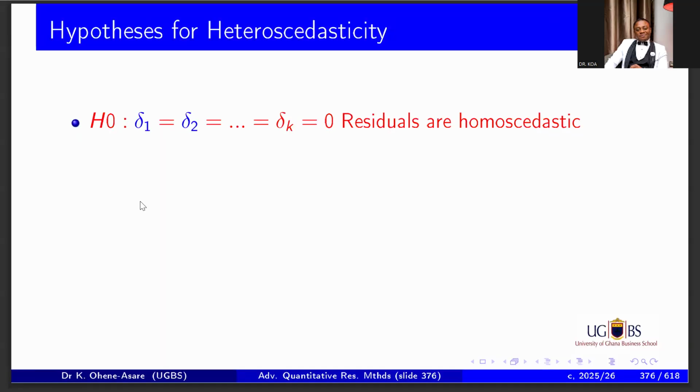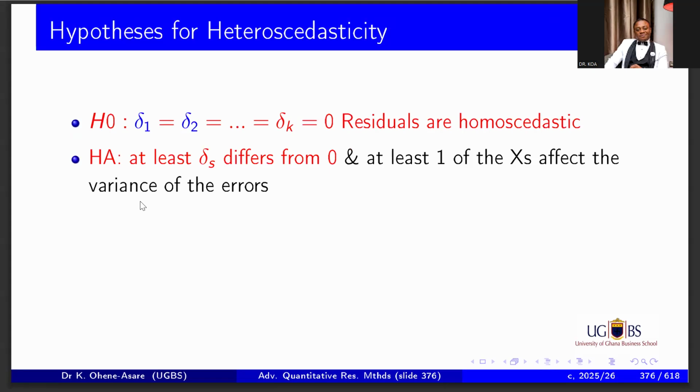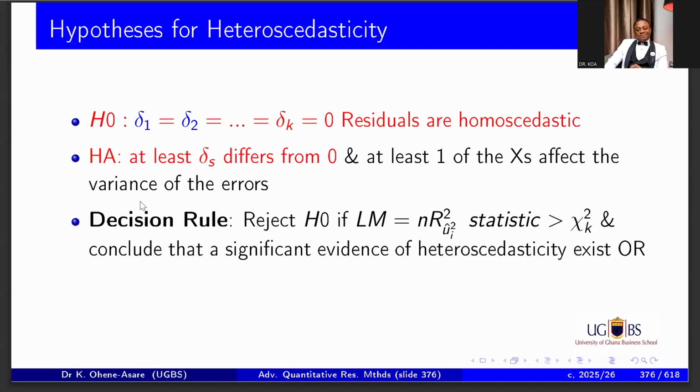The main thing is to formulate the null. Remember, any test, you formulate the null and alternative hypothesis. The null will always say that the residuals are homoscedastic. The alternative will say that no, they are not homoscedastic. At least one of the residuals is not 0. One is not 0. And that makes it heteroscedastic.